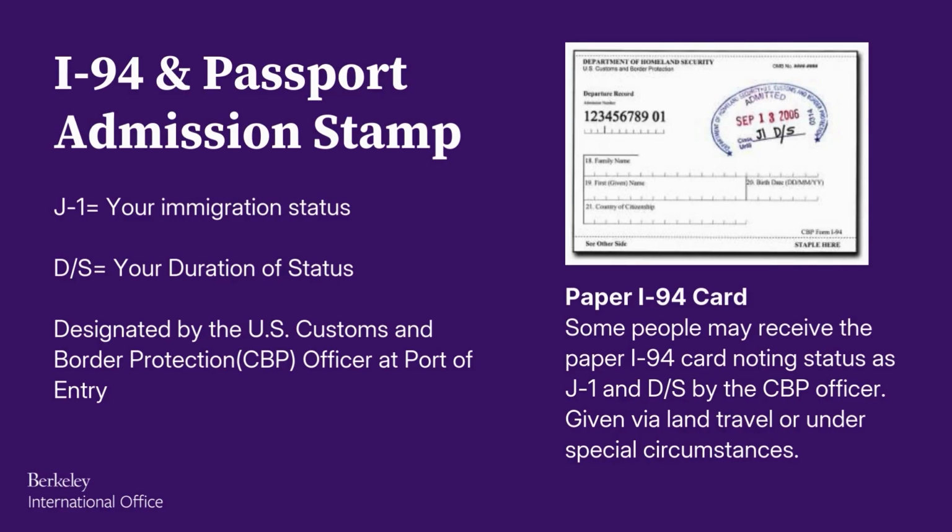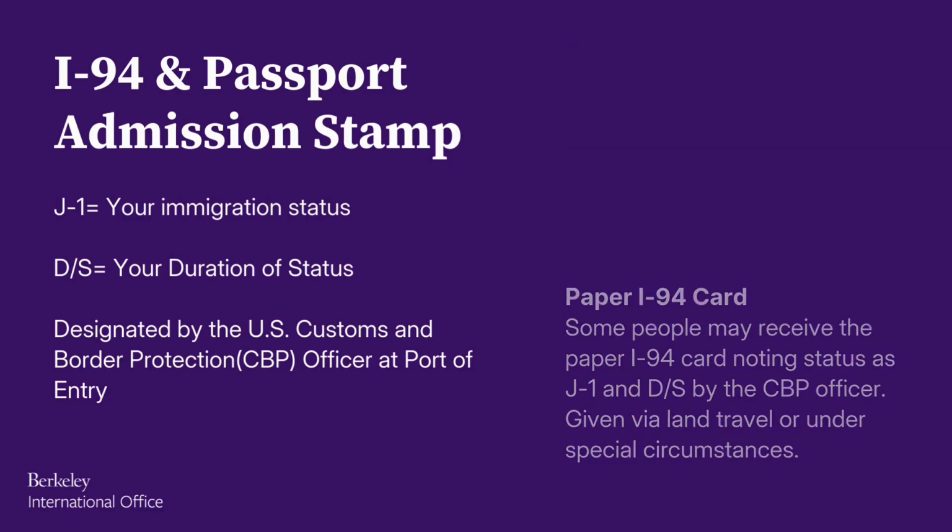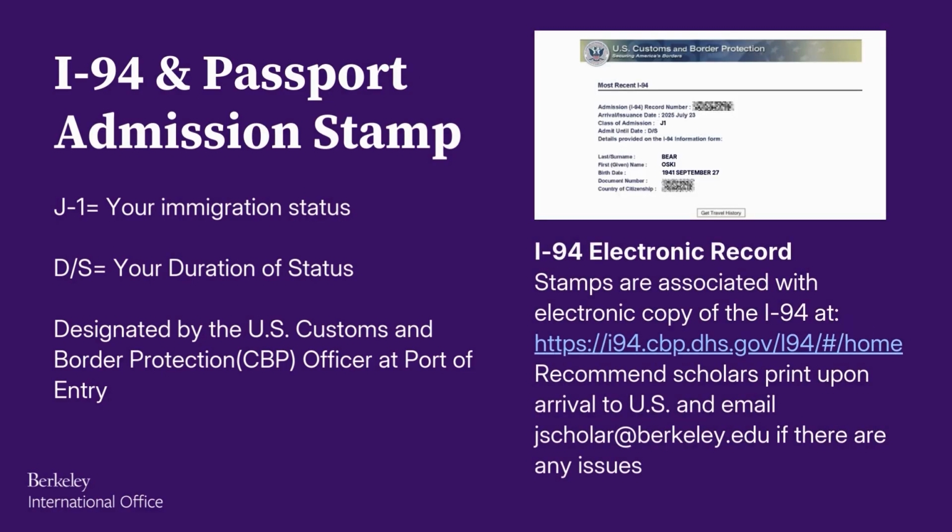At this time, the paper I-94 is generally only used for those coming to the US from Canada or Mexico by car or train. Lastly, here's an example of the printed I-94 electronic record that you can generate online by using your passport information. We recommend that you look up the I-94 record upon your arrival and any subsequent arrivals to the US to make sure there are no mistakes.